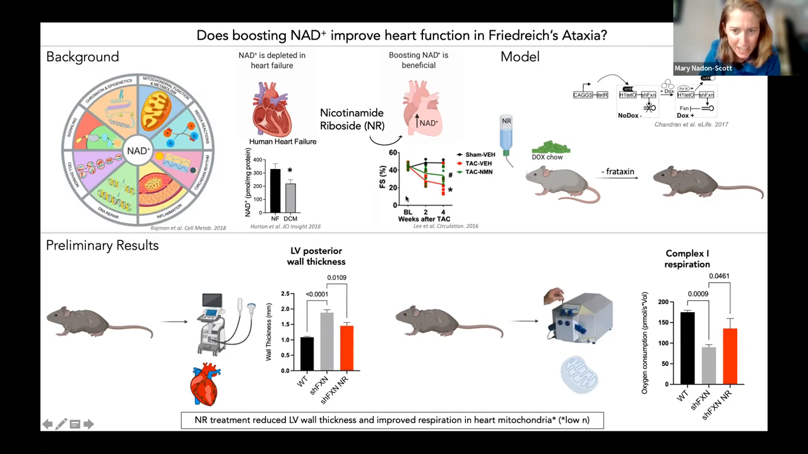What is the dose of NAD used in your study? Oh, good question. So the NR is provided at a target dose of 500 milligrams per kilogram, and that's assuming that the mice will drink 4 to 5 mils of water a day.